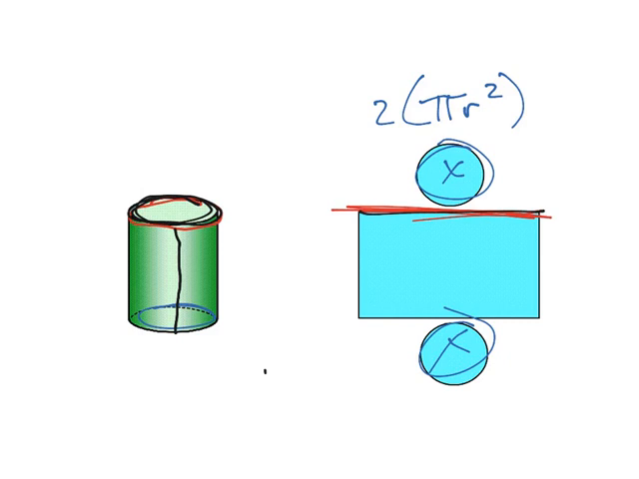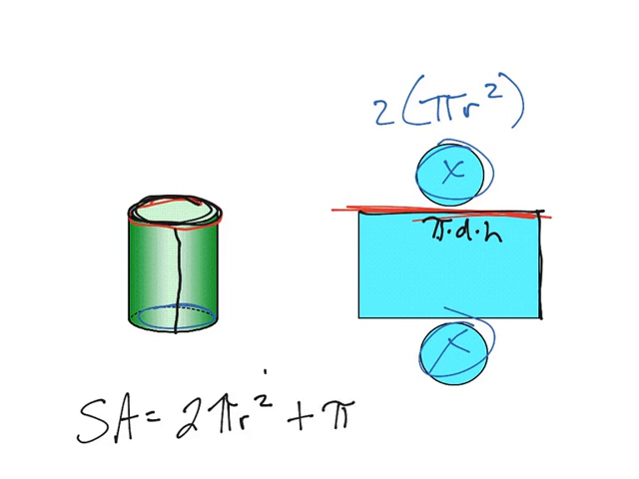So if we take the circumference, pi times diameter, and multiply it by the height, because length times width is how you find the area of a rectangle. So the area of the lateral face is pi times the diameter, there's the circumference, times the height. So the surface area of a cylinder is 2 pi r squared plus pi d h.